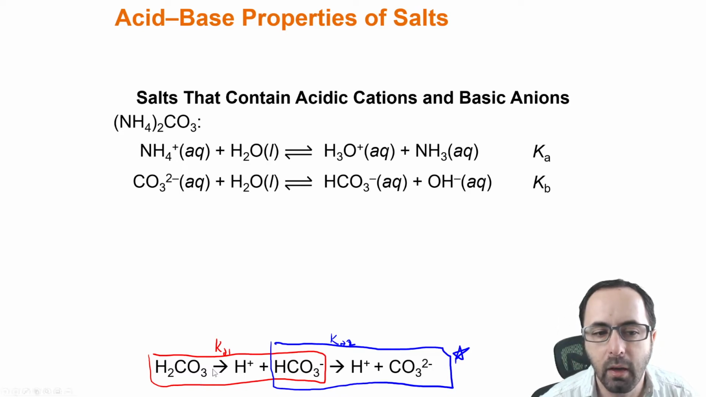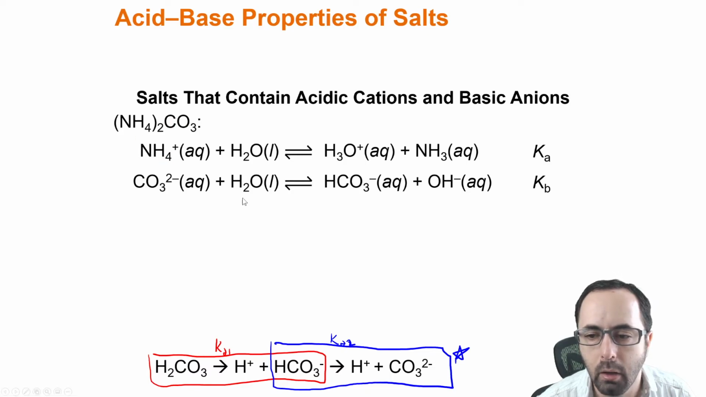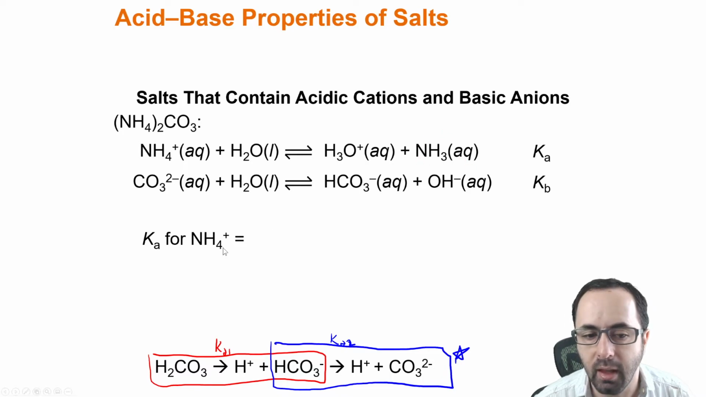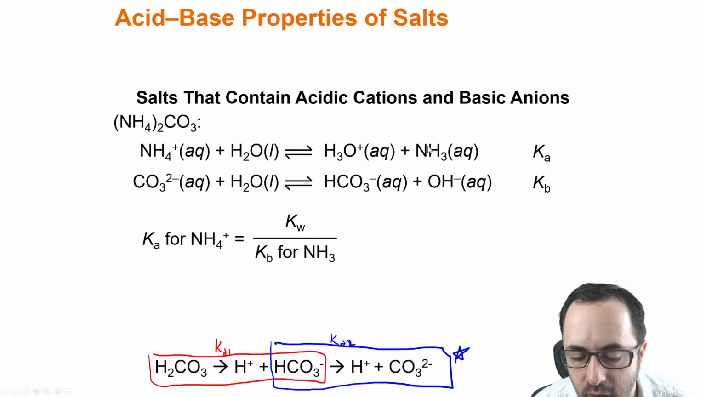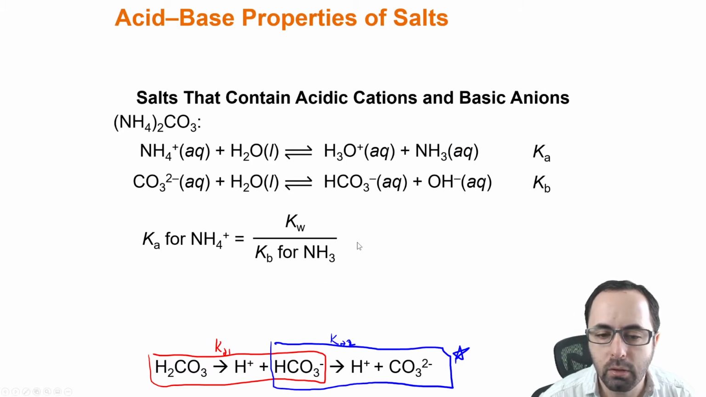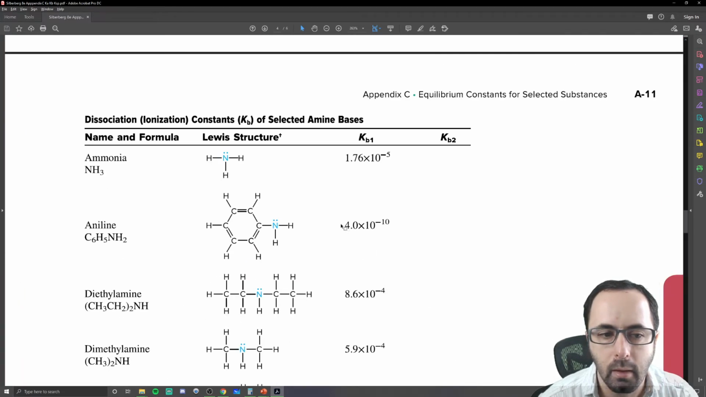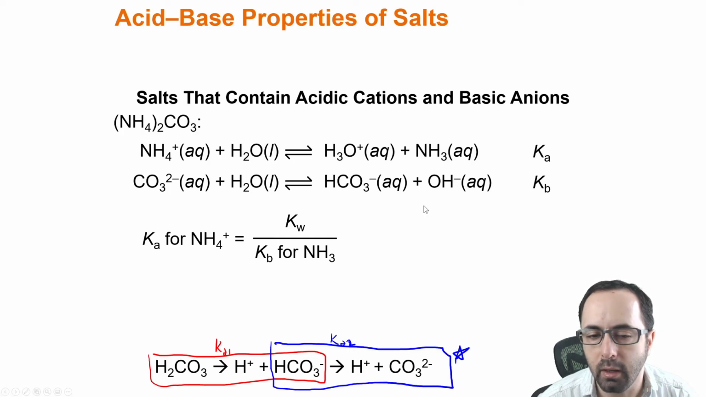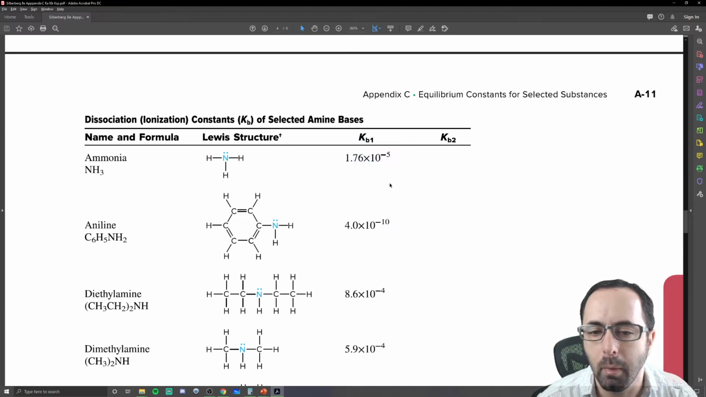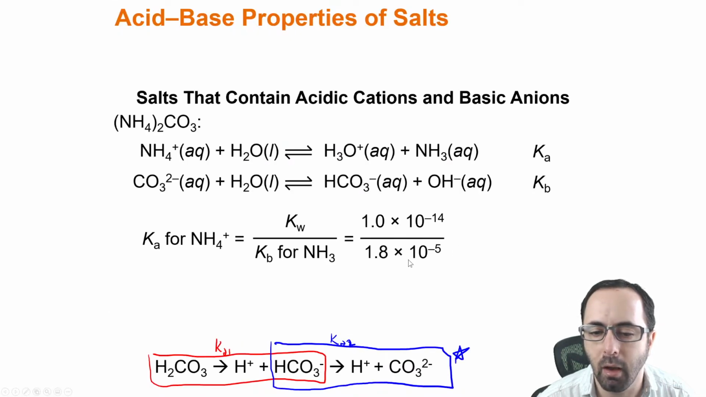Okay, so let's figure out the Ka for ammonium ion. We're going to need the Kb for ammonia. So the Ka for ammonium ion is going to be Kw over the Kb for ammonia, which is its conjugate base. So if we go to the appendix C, we can find the Kb for ammonia. It is about 1.8 times 10 to the minus 5. We got one extra sig fig on that, but Kw is 1 times 10 to the minus 14. We're going to divide by the Kb for ammonia, which is about 1.8 times 10 to the minus 5.